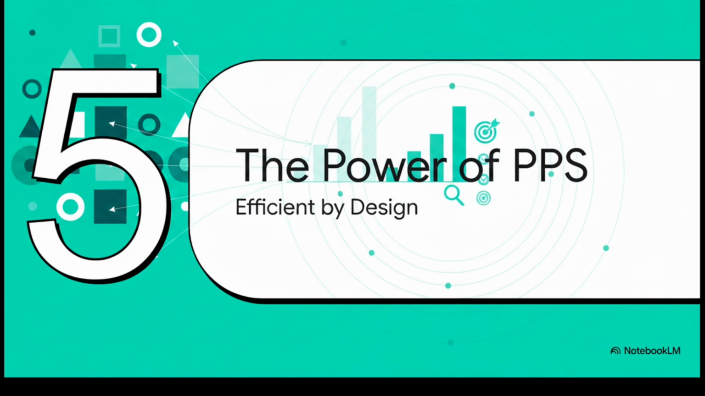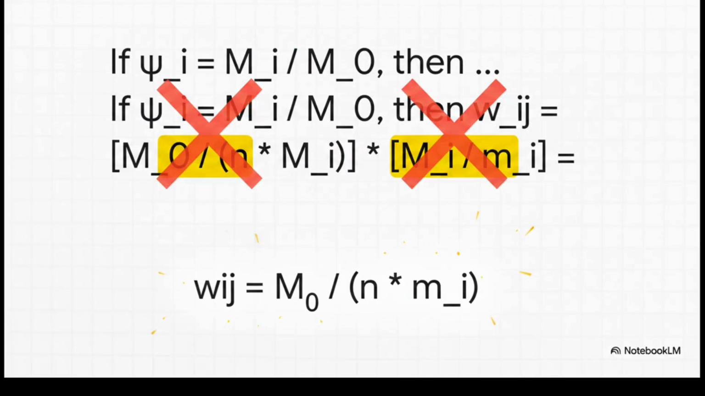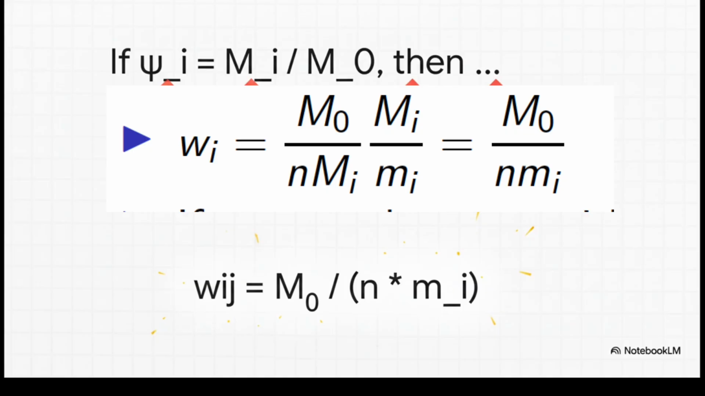And all of this brings us to the most common and, frankly, the most powerful application of this theory: probability proportional to size sampling, or as we all call it, PPS. This is where we deliberately tie our selection probabilities to a measure of each group's size. And this right here illustrates the pure elegance of PPS. What we do is we define our selection probability, psi i, as the group size mi, divided by the total population size m0. Now watch what happens when we substitute that into our two-stage weight formula.